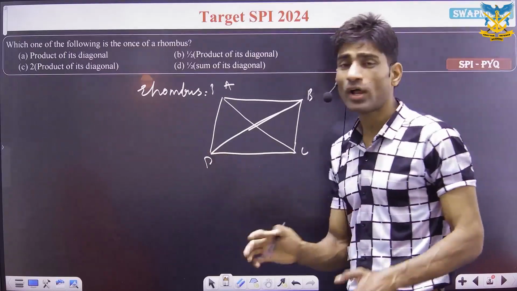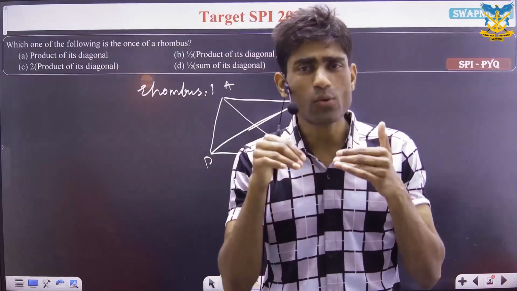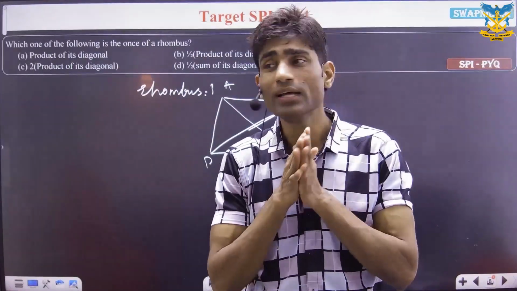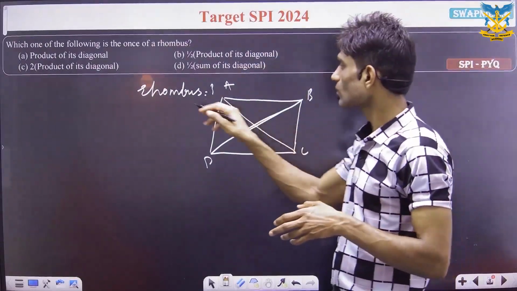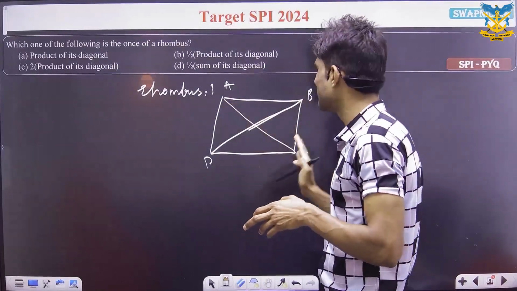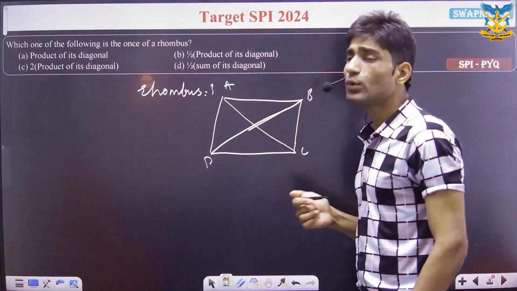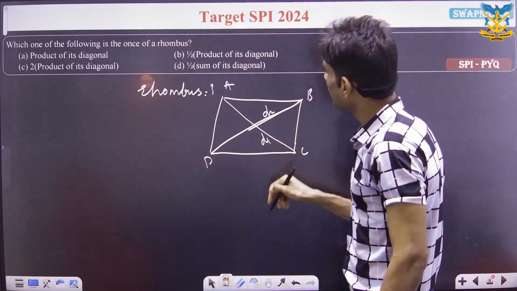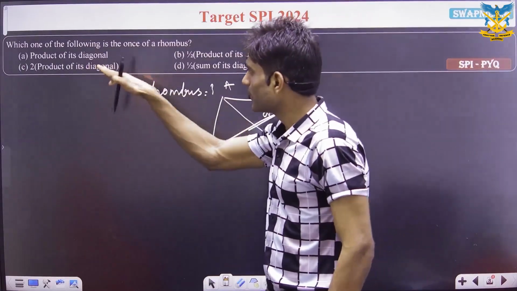First of all, you have to visualize what we have been given in the question. Once you understand what is given, the further part is not that difficult. We have the rhombus ABCD. As we have two diagonals, I give them the names D1 and D2, because in our options we have diagonals.